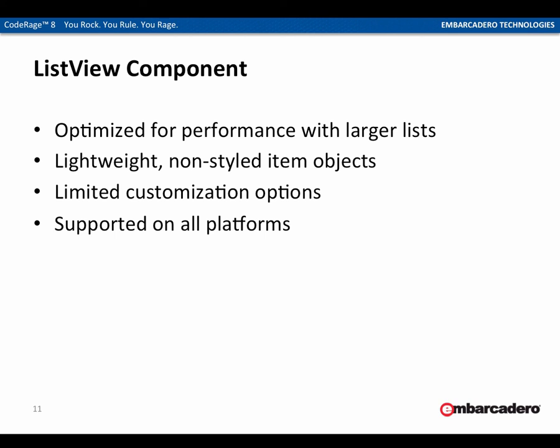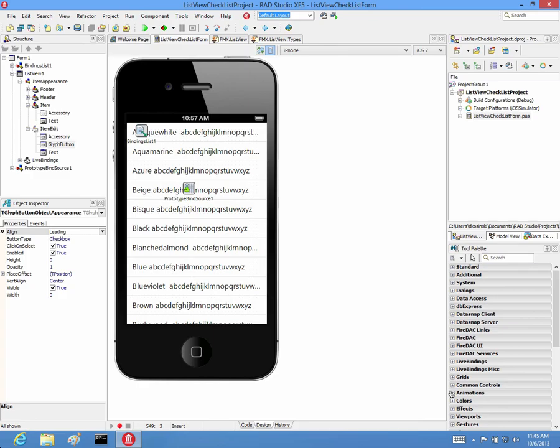Let's take a look at the ListView component in a little more detail. So let's take a look at this ListView checklist project. This is one of the sample projects that ships with RadStudio XE5, and it shows the use of the ListView in a mobile application. So what we see here on the form, we have this ListView. It's populated using live bindings to populate the data.